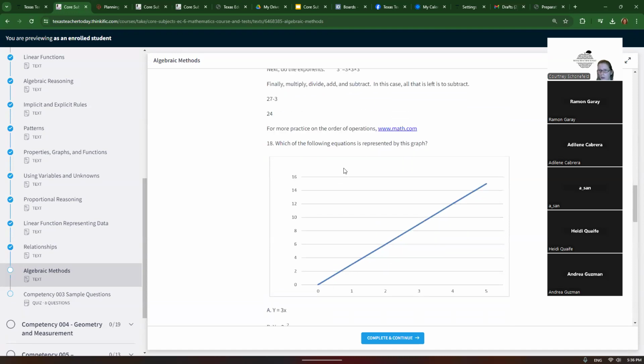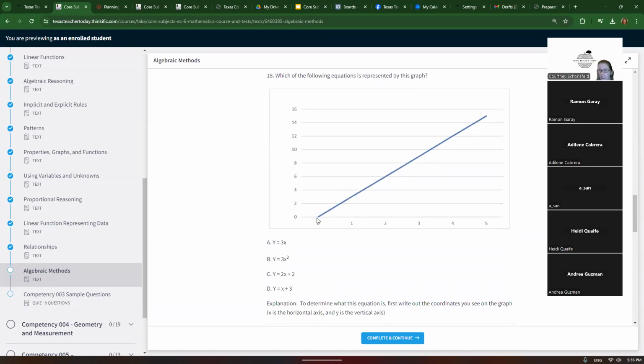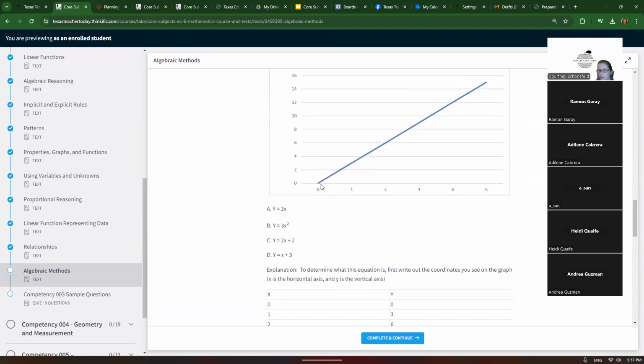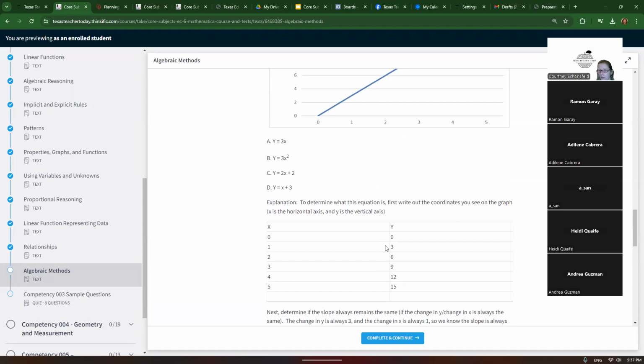Which of the following equations is represented by this graph? So we can see that the y-intercept is 0, right? That's where it crosses the y-axis, is 0. And then the slope is rise over run. Remember, slope is rise over run. So if we look at this, if we go up 6 over 2, the slope is 3. So the correct answer is y equals 3x, because the y-intercept is 0 and the slope is up 6 over 2, which is 3. We could also do it by the graph if that way doesn't make sense to you.